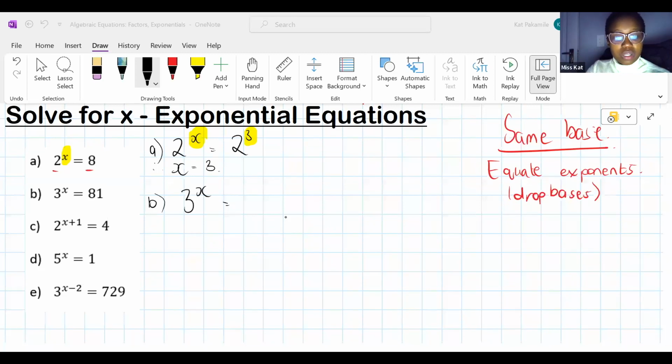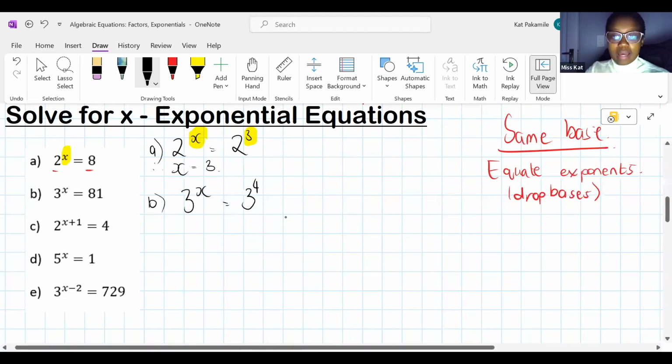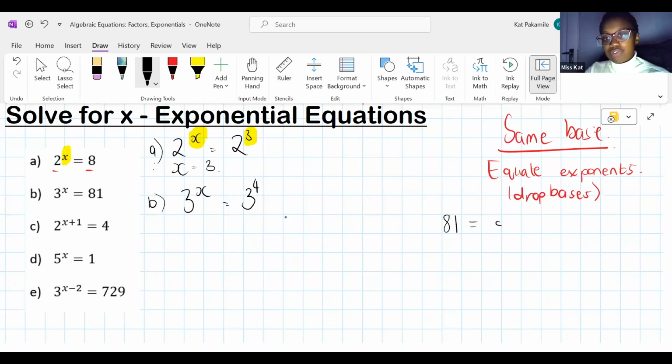If you're allowed calculators in your exam, you can just go to your calculator. You press the number you want, in this case it's 81. You press equals. You press shift, which is up there in the corner. Then you press the one that says fact. If you do that, it's going to tell you that 81 is the same as 3 to the power of 4. Useful skill for the future.